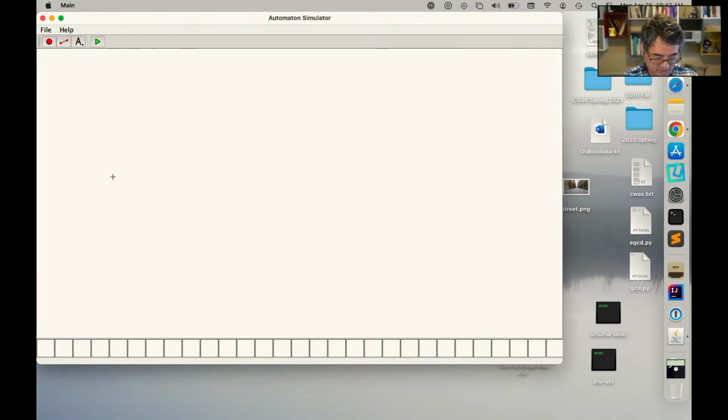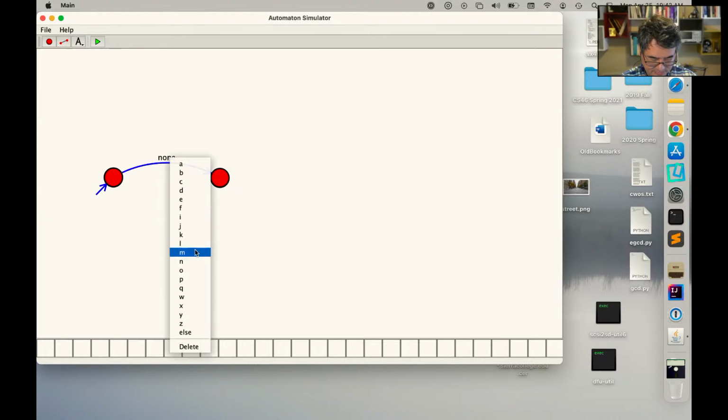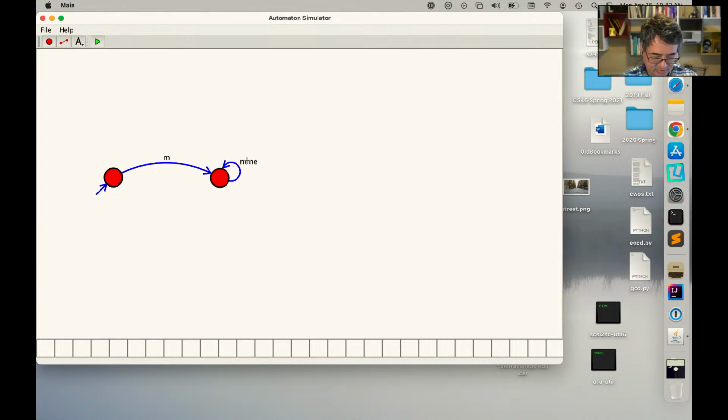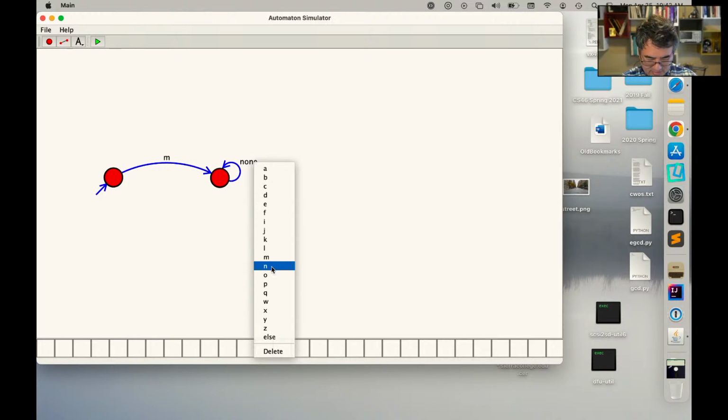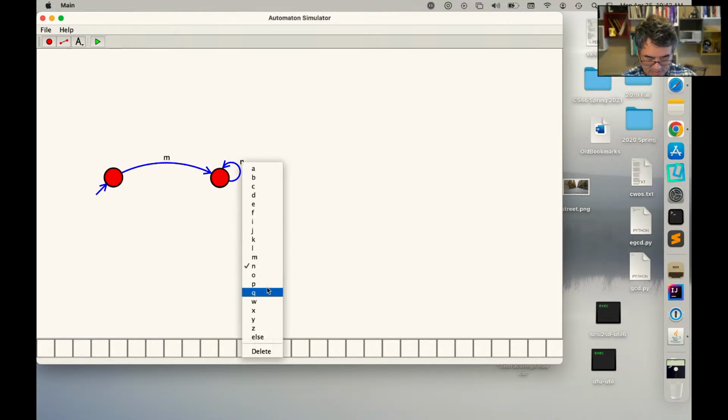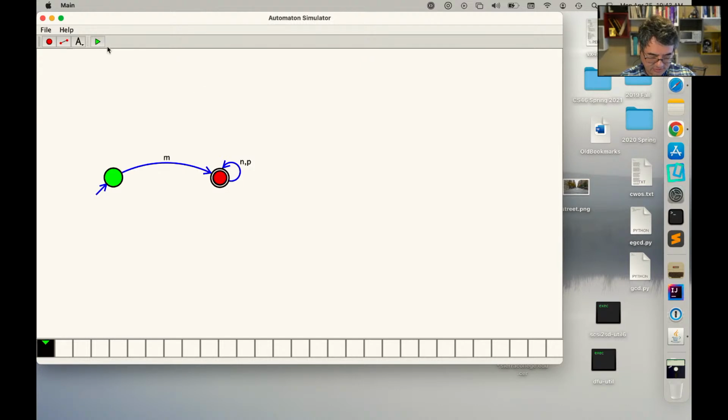Here's another one that we did. Now for this one, this software doesn't allow me to do 2 loops, but I can do one loop that has multiple labels on it. So then I can do a single M followed by any combination of N or P.